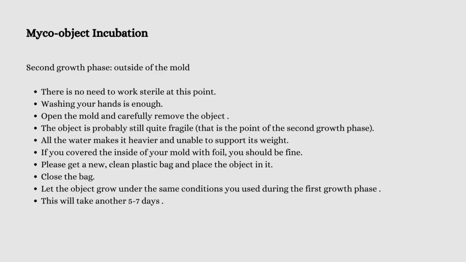This will keep the humidity, temperature, and all of that contained in like a little microhabitat inside of that bag so that that second growth phase can happen. Then you'll close the bag or close your Tupperware and let the object grow under the same conditions that you did under the first growth phase.